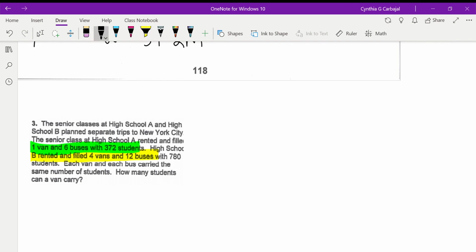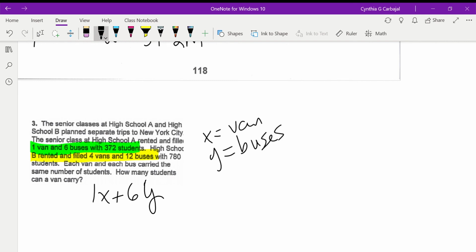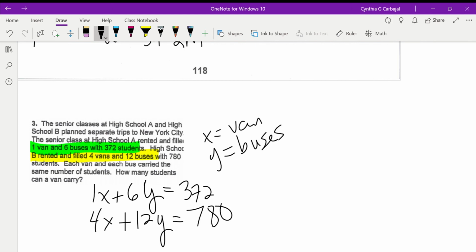So it says 1 van, so I'm going to do X for van, so X equals van, Y equals buses. So one van plus 6 buses carried, or equals, 372 students. Then the next one is 4 vans, so 4x, and 12 buses carried a total of 780 students. And you're done. So that one's easier.